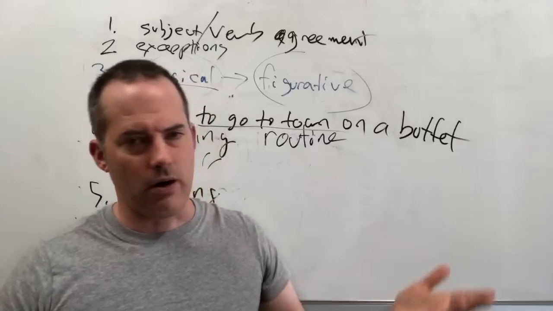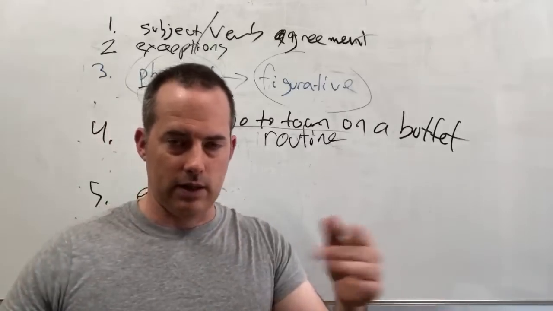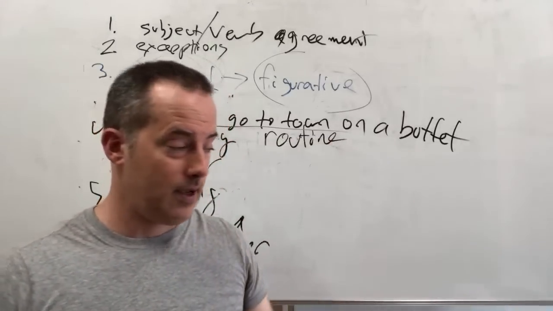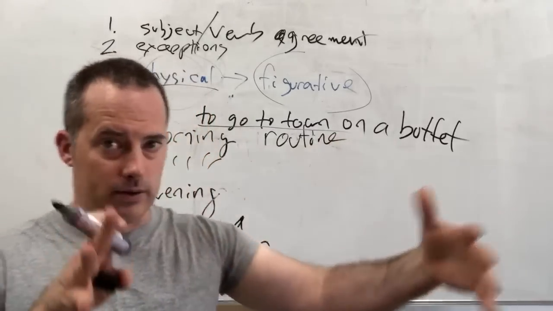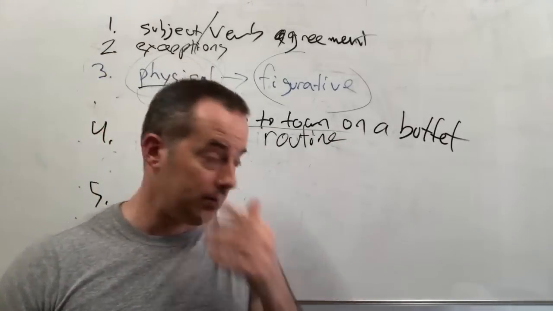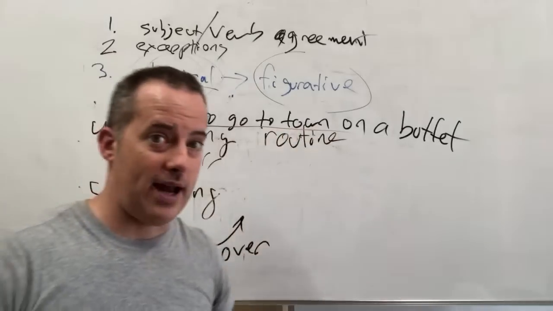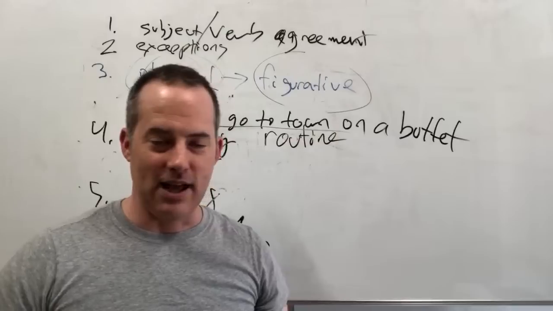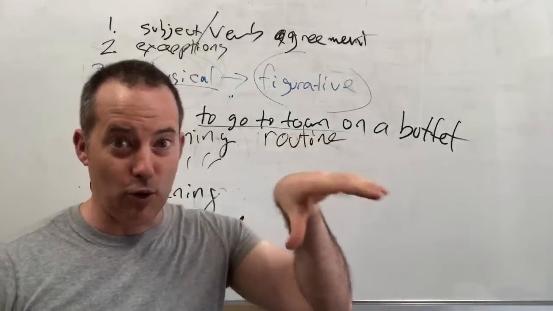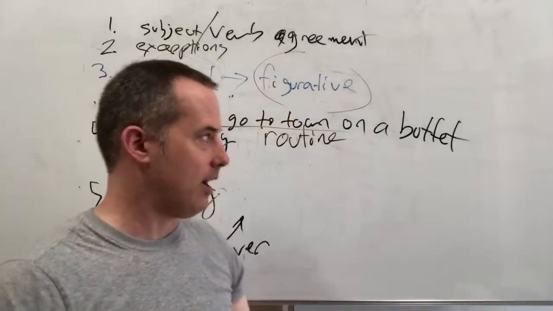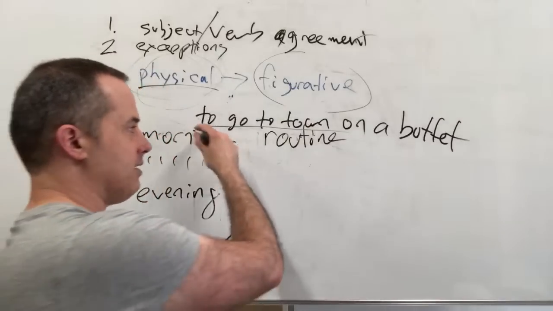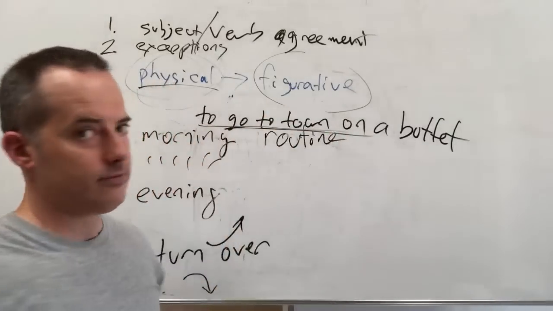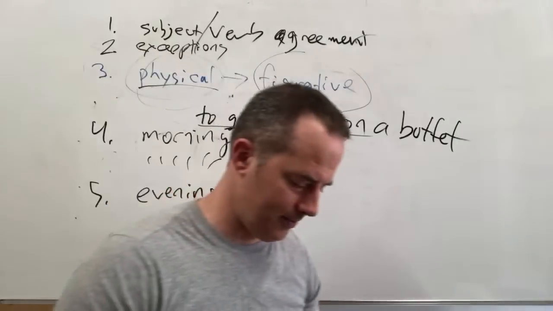It wasn't really all you can eat, but it just means lots of food laid out on a long table, something like that, a buffet. So we went to town on that. It means we got there and everyone came and we were eating lots of food. We were like, I don't know, like locusts. Yeah, like to pig out, kind of the same thing. So we went to town on something. To go to town on something, all right?